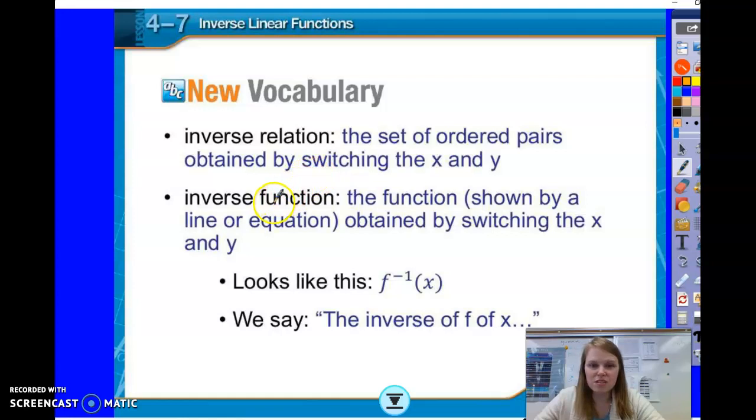So the inverse function is, now that you did that, what would the equation be? It's shown by a line or equation, and it's obtained by switching the x and the y. When we were writing those, instead of saying y equals whatever, we would say f of x equals whatever. In this case, if we're doing the inverse, we put the inverse symbol, the exponent of -1. That means inverse. So this notation, f -1 of x, we would read as the inverse of f of x, or you could say the inverse function of x.